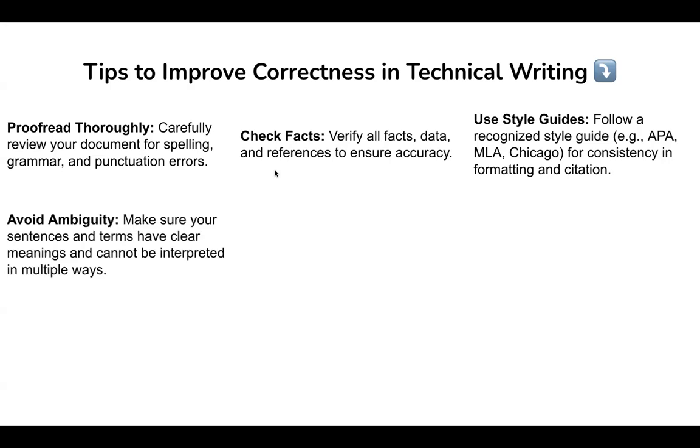So another one is to avoid ambiguity. Make sure your sentences and terms have clear meanings and cannot be interpreted in multiple ways. That's just it. Like I said earlier, things that can be interpreted in multiple ways cause confusion, because they don't know what you mean from just reading the sentence. So you just have to read again, and okay, this could mean multiple things. So you correct that part to mean just one thing in that context, right?